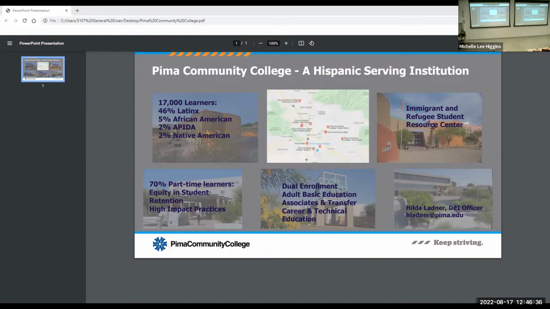And as far as Pima, those are images of some of our different campuses. We have 5 campuses across Tucson, Arizona. We do dual enrollment in a lot of our high schools. We have adult basic education as part of the services we offer. Those numbers aren't included in the 17,000 that I was just talking about. We have associates in transfer, which would probably be of most interest to everyone here, but we also have career and technical education. A lot of those students may be starting there, but might want to think about future pathways into other educational programs.